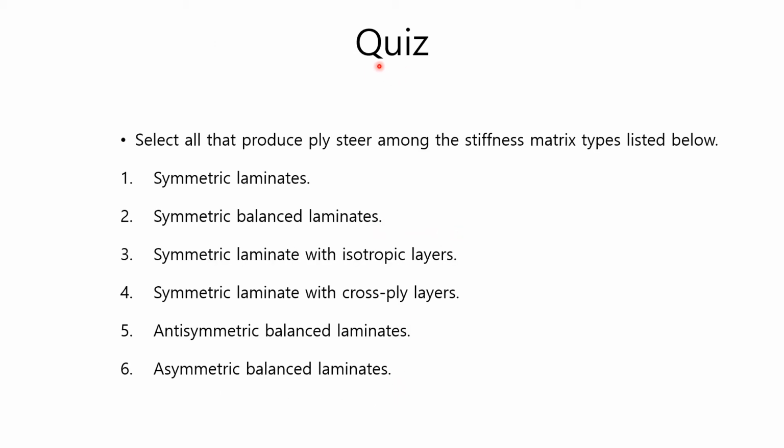Here I have a quiz for you. Please select all that produce a plies tear among the stiffness matrix types listed below. Symmetric laminates, symmetric balanced laminates, symmetric laminate with isotropic layers, symmetric laminate with cross-ply layers, antisymmetric balanced laminates, asymmetric balanced laminates.